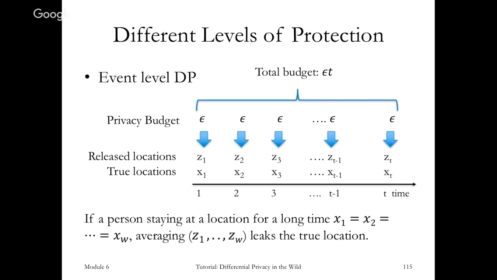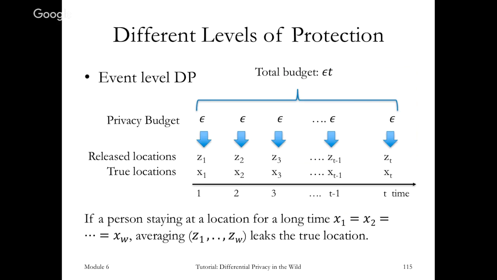However, this protection can be weak if the sequence of events is actually correlated. Take the example that if a person stays in a location for a long period of time, let's say t, the overall privacy guarantee for that period of time is going to be epsilon times t. Another way you can say that is that averaging those approximations of locations can release their real location.